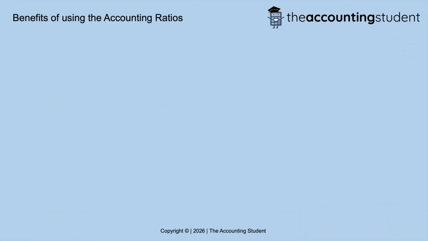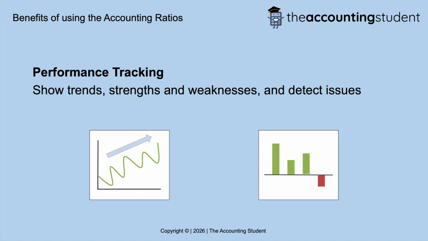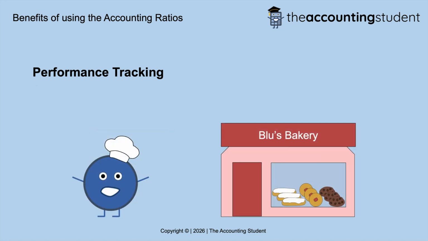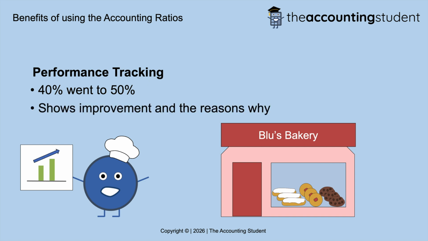Number 3 is performance tracking. The ratios show trends over time which help highlight any strengths or weaknesses and enable early detection of issues such as declining profit or cash flow problems. For example, with our friend Blue and their bakery, the ratios may allow them to compare gross profit margin. For last year, they had 40%, and this year it went to 50%. This shows an improvement, which could mean that there is a better control on costs and also higher profitability.